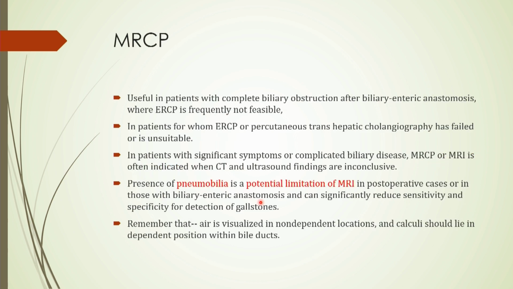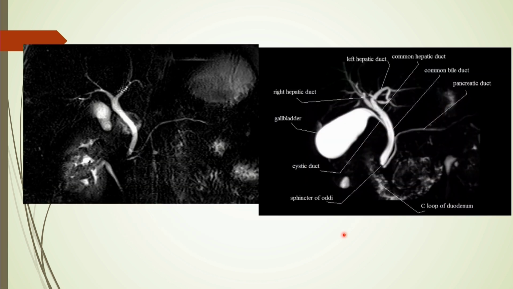It is useful in patients with complete biliary obstruction, after biliary enteric anastomosis, in patients in whom ERCP or percutaneous intervention procedures are not feasible, and in patients with significant symptoms or complicated biliary diseases. MRCP and MRI are often indicated when CT and ultrasound findings are inconclusive. However, a potential limitation is pneumobilia.